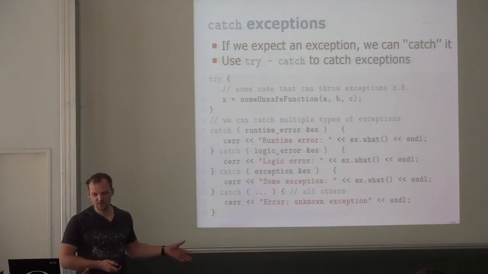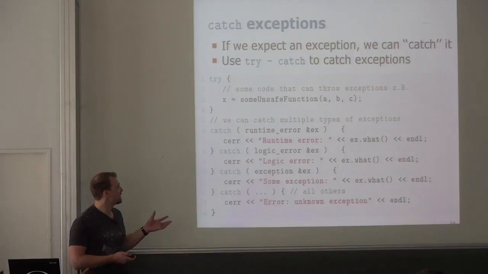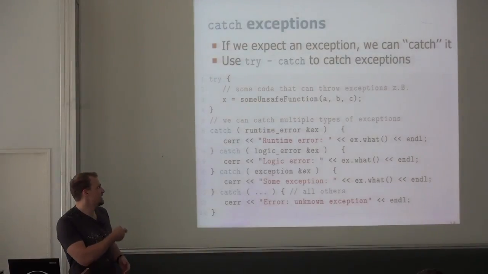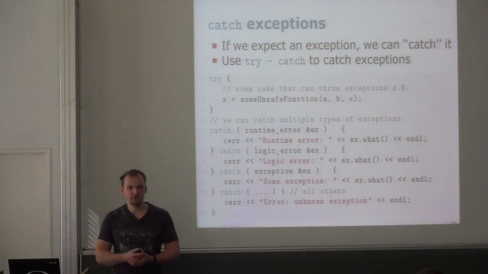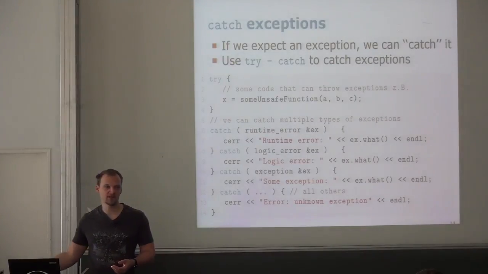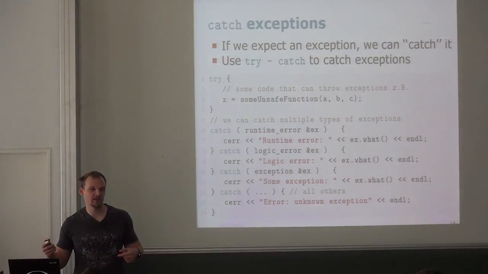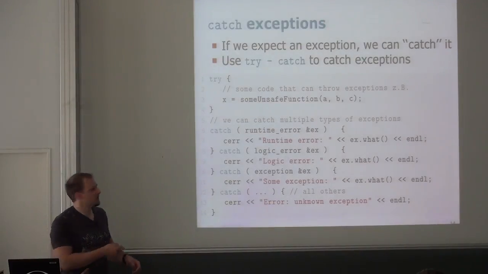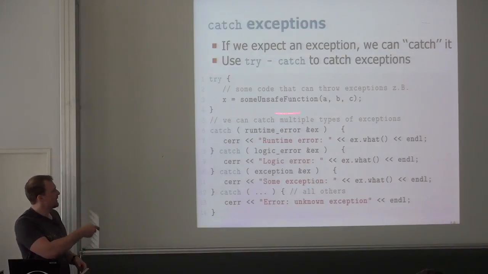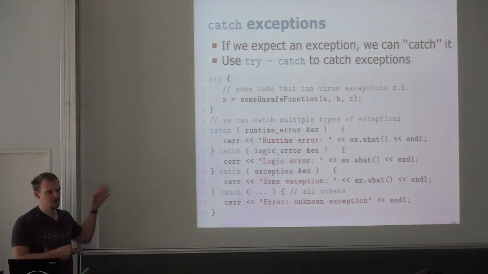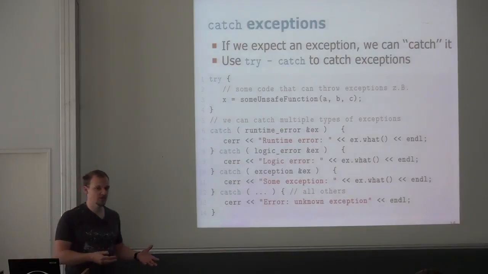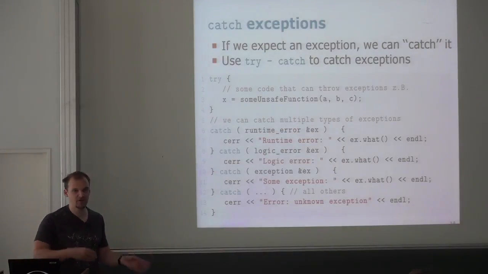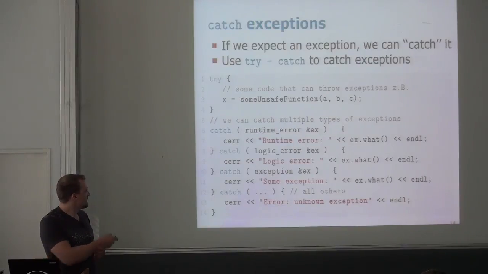You can also catch exceptions. So for example, if there is a function that throws some exception, for example, this unsafe function, if in this function somebody throws an exception and we expect that, we can actually recover from that by using the try-catch blocks. So we say, let's try to call whatever code is here. So we use try for that. And then we try to call that code. It does its dirty thing and throws the exception.